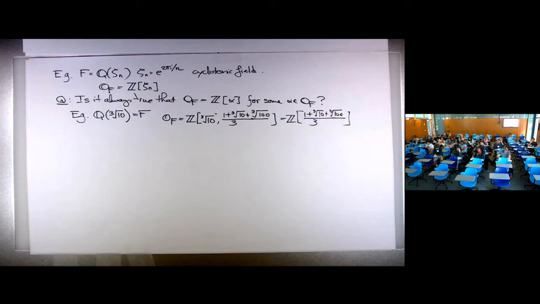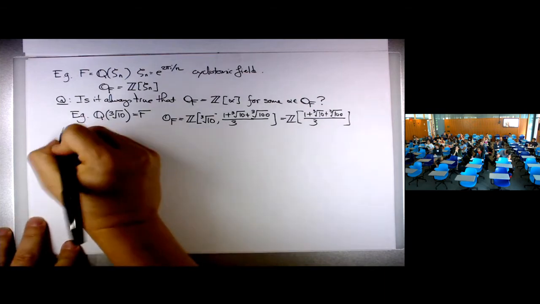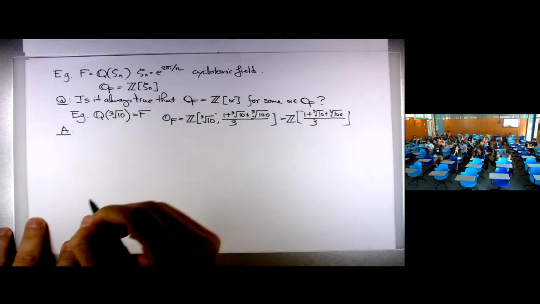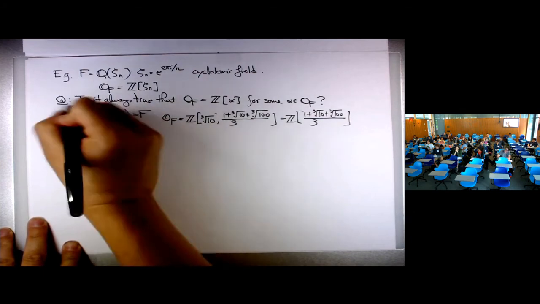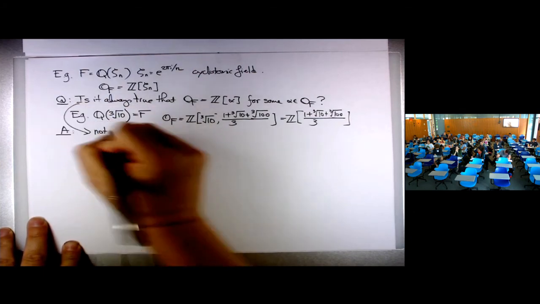So this seems to be also supporting the case that, first of all, even in some cases where OF equals Z adjoin alpha, the alpha might not be something you would think. But secondly, this is not always the case.